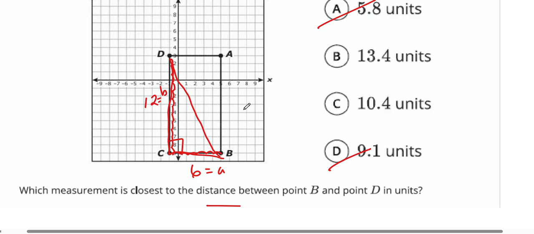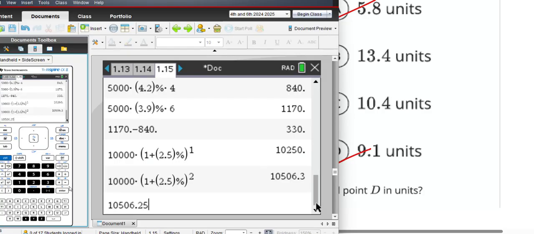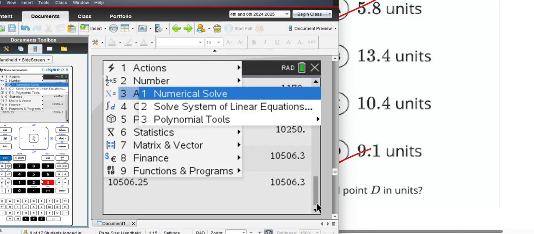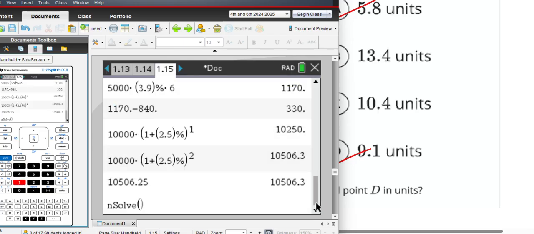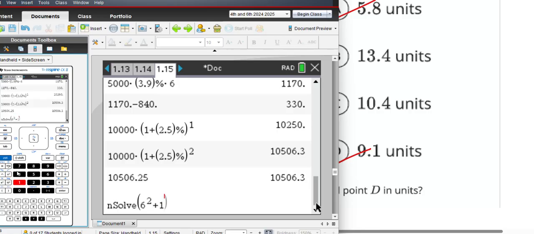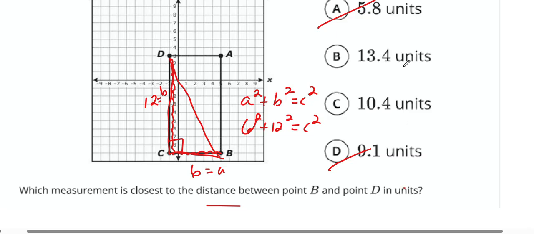So we're going with the Pythagorean theorem. A squared plus B squared equals C squared. I'm going to go with 6 squared plus 12 squared. Is that equal to C squared? So let's take that out. I'm going to go with menu 3, 1, and go inside. I think it was 6 squared plus 12 squared equals C squared, and I do comma C. About 13.4. And there she is. Pretty easy, guys. Not too bad at all.